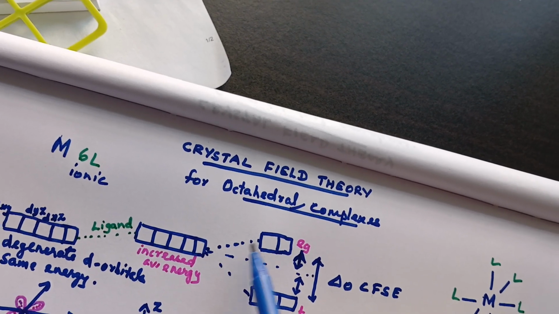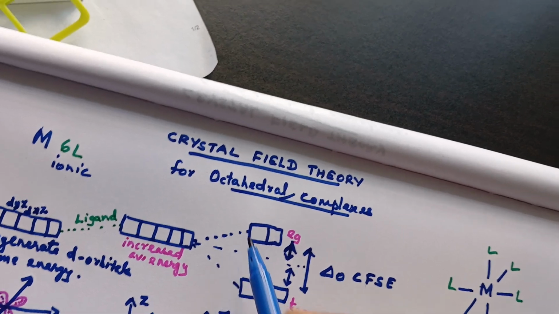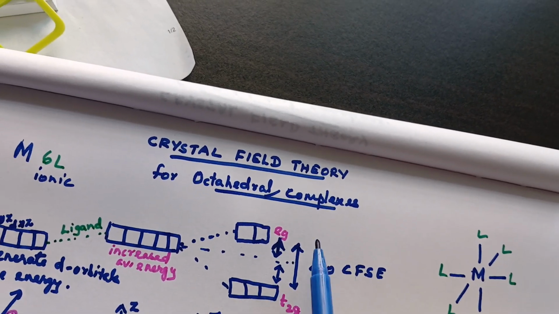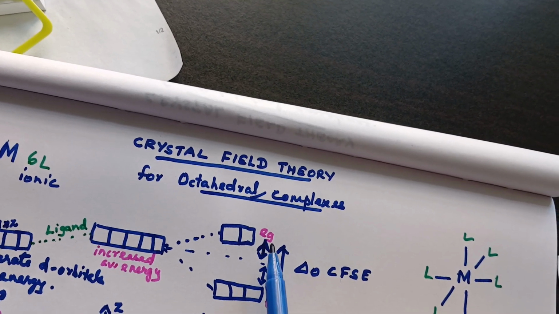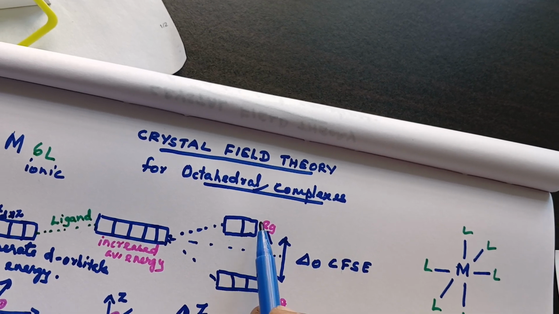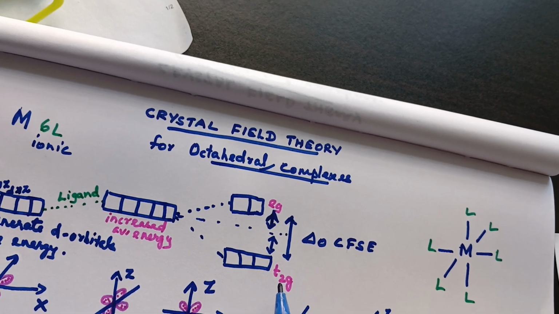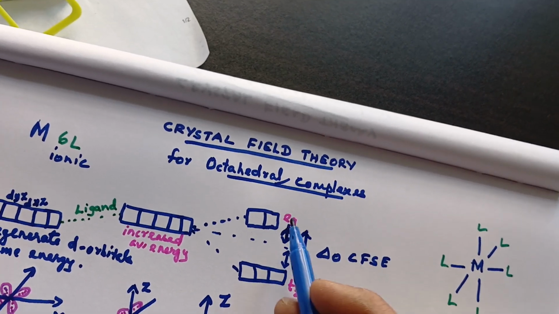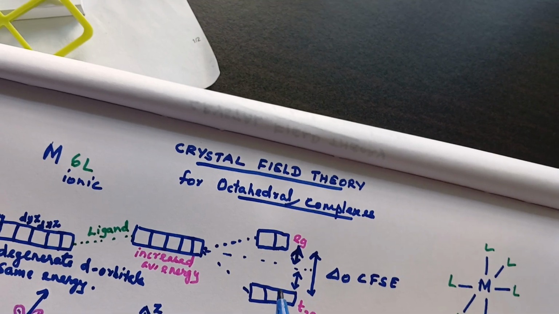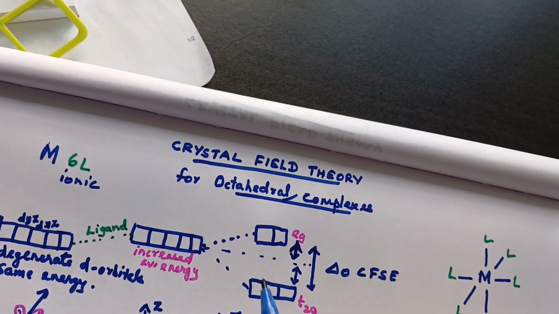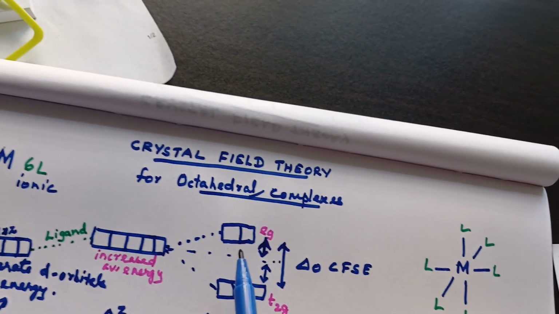And this results in the splitting of the d orbitals into two sets. That is, one having an increased energy and another set having a lower energy, not as high as the increased energy set. Now let us look at the reason why this is happening.